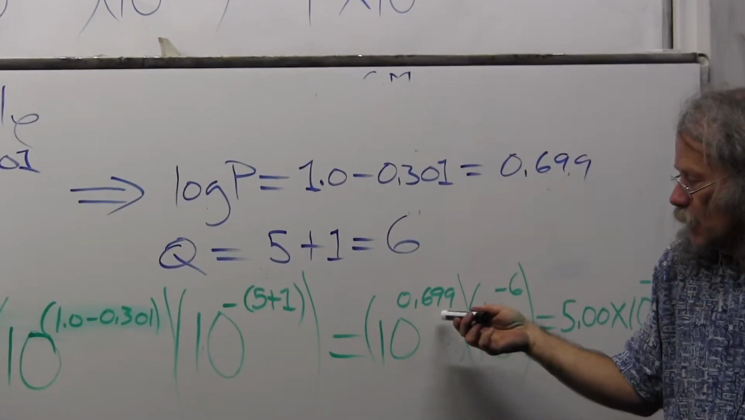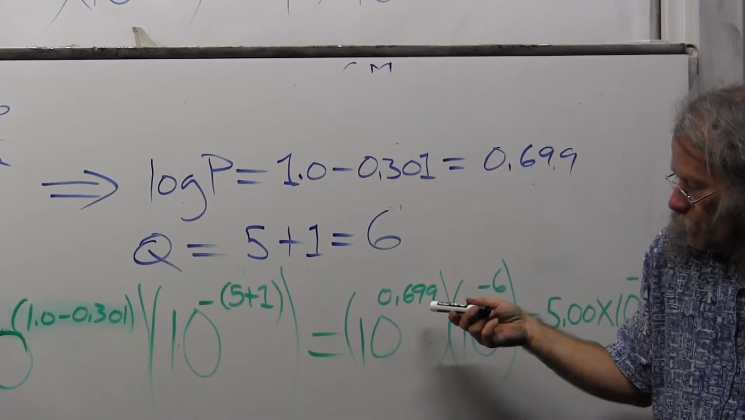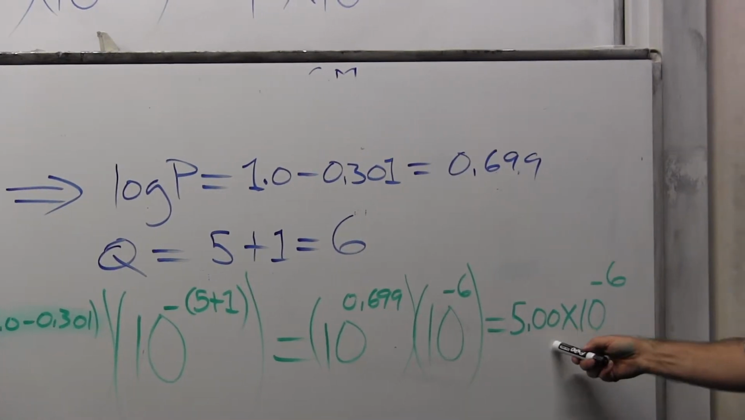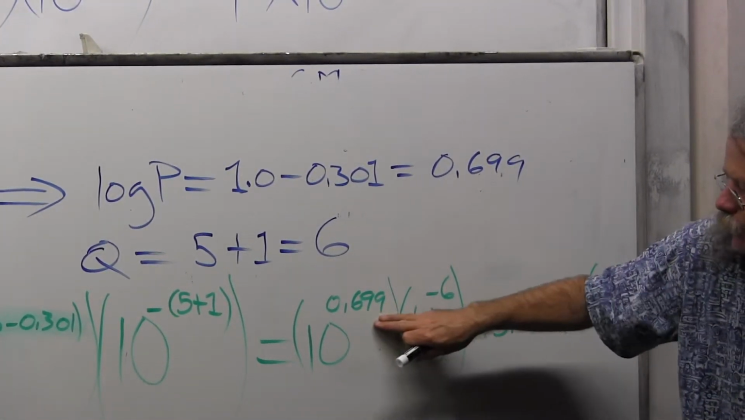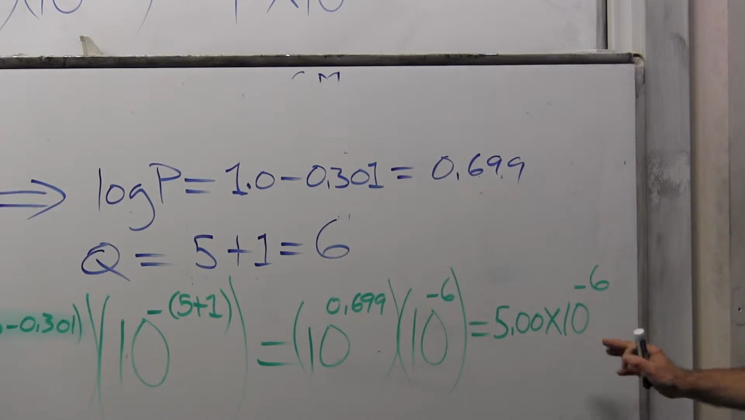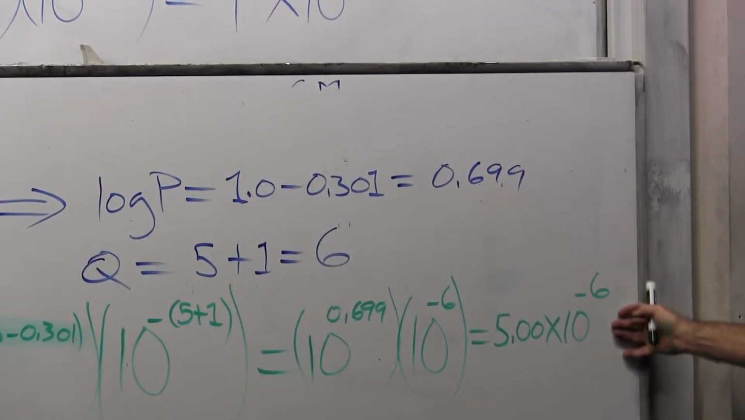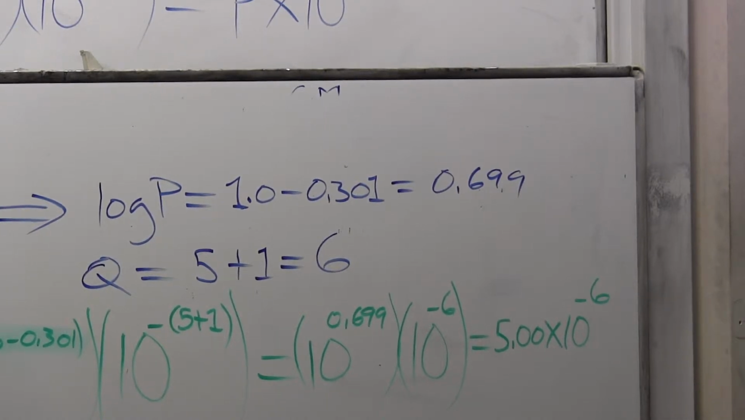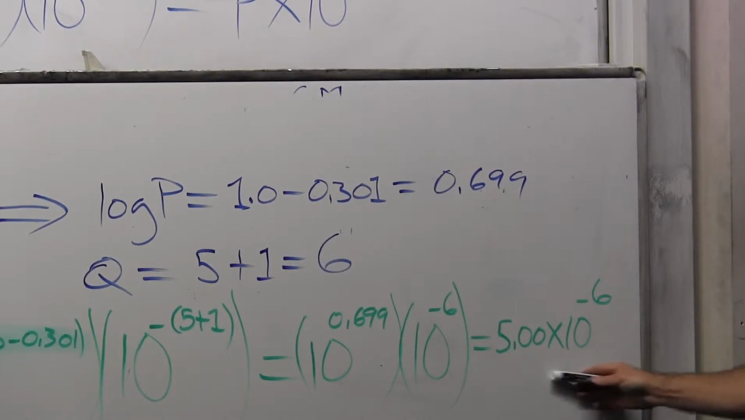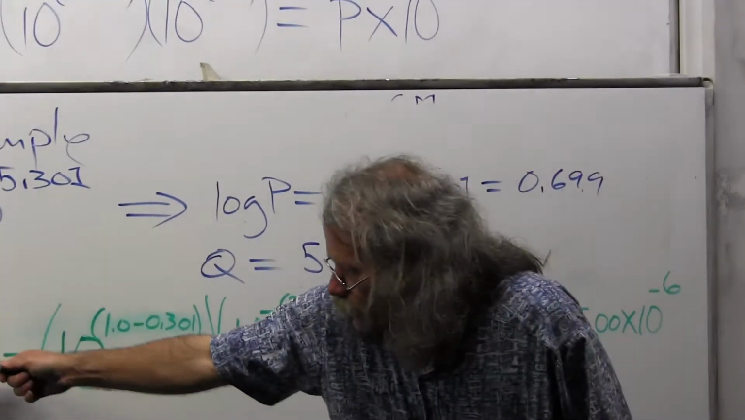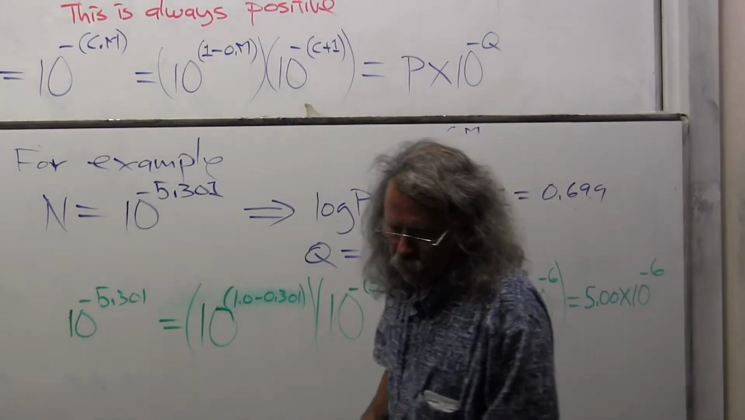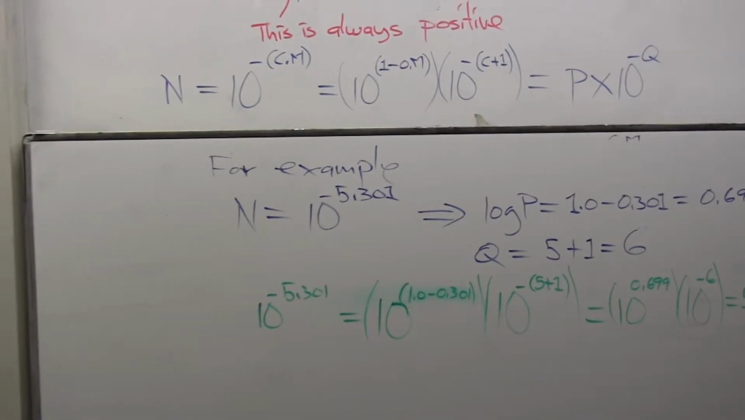The log of p, therefore, 0.699 is the log of 5.00, which has 3 significant figure precision. And this is my scaling factor, 10 to the minus 6. This is just what we need to practice, going back and forth between the scientific notation and the exponential form. With a little practice it becomes routine.